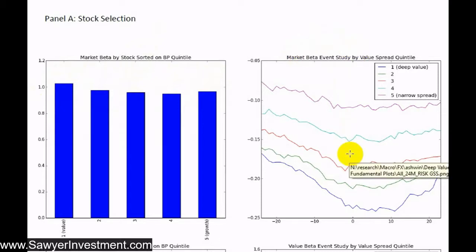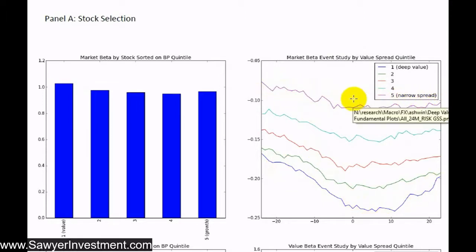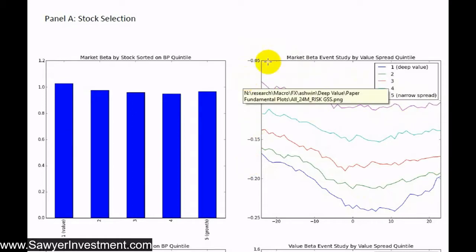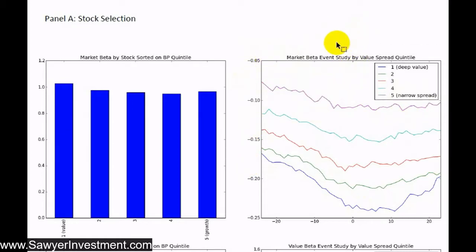On the right side, these again are the zero cost portfolios. So the portfolios from going long the high book to price ratio stocks, and going short the low book to price ratios. And again, we have them sorted by the time periods with the deepest value. This is this blue line, and the time periods with the narrowest value spread. Interestingly here, all of these betas are below 0, so we could say that this zero-cost value strategy is a good hedge against market risk.